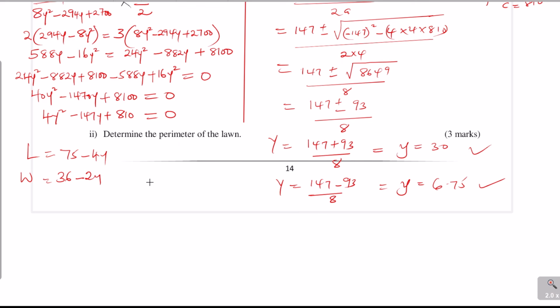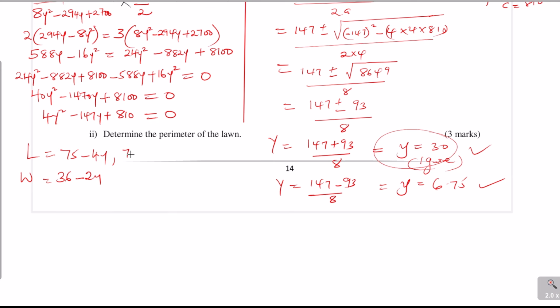When I look at the one that is 30, if I try to substitute y to be 30 in the measurement for the width, you notice that that one will give us a negative width. 36 minus 60, that will give negative. So we are going to ignore y is equal to 30 because that one gives us a negative value for the width if substituted there. So we remain with 6.75.